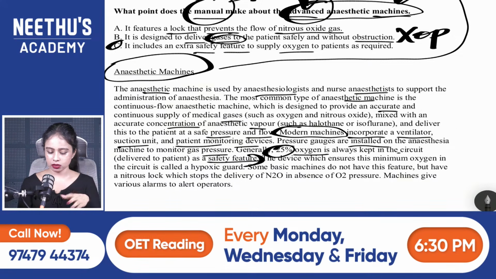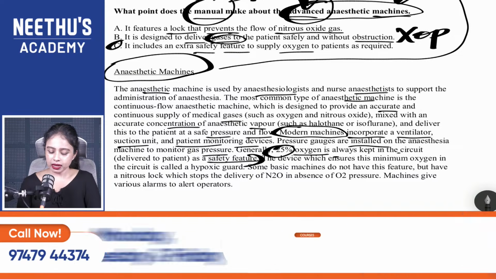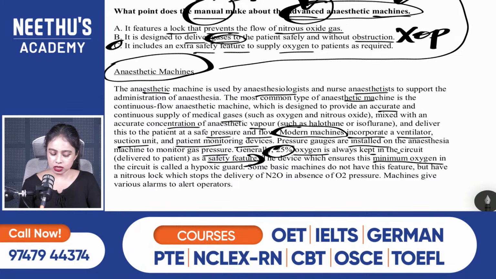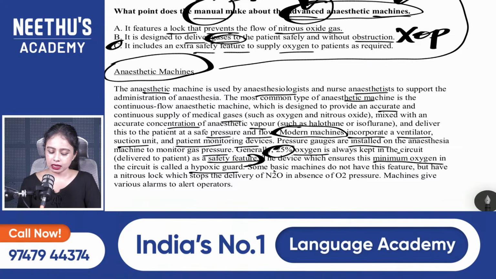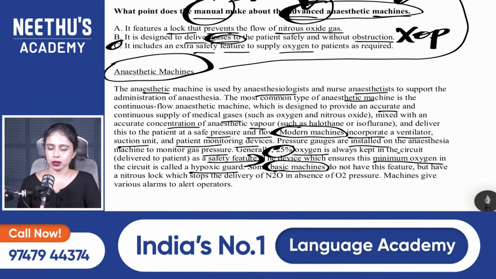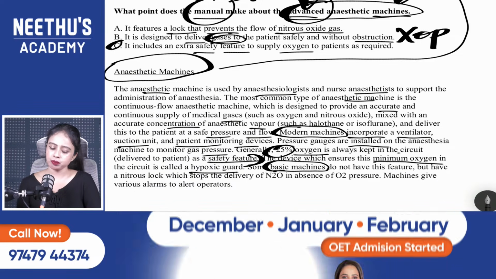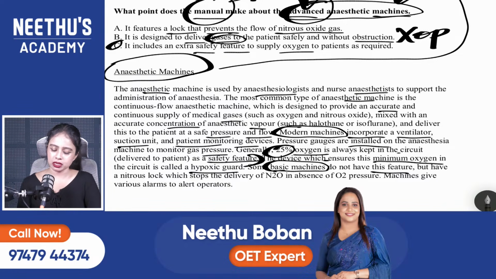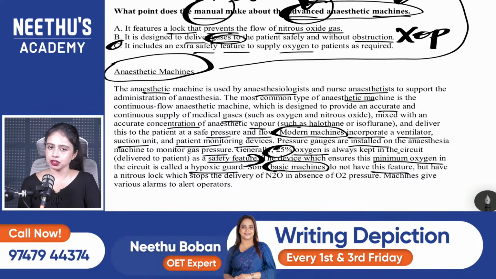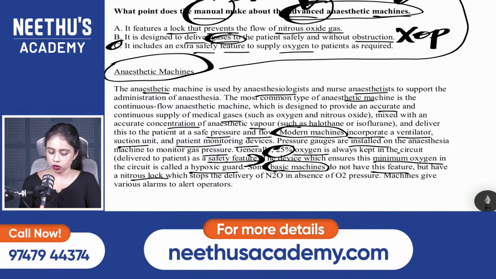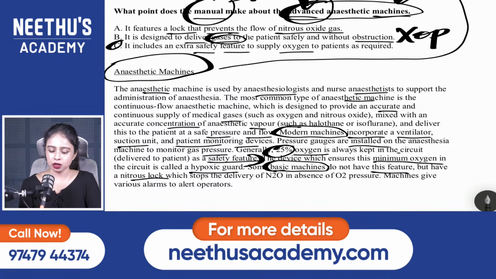I don't know, there are some more lines, right? The device which ensures this minimum oxygen in the circuit is called a hypoxic guard. Some basic machines, no, my question is not about basic machines, my question is all about advanced anesthetic machines, do not have this feature. So basic machines do not have this extra safety feature of keeping oxygen, but they have a nitrous lock. So simply I can eliminate option A.